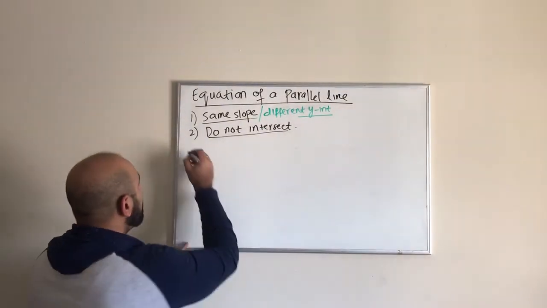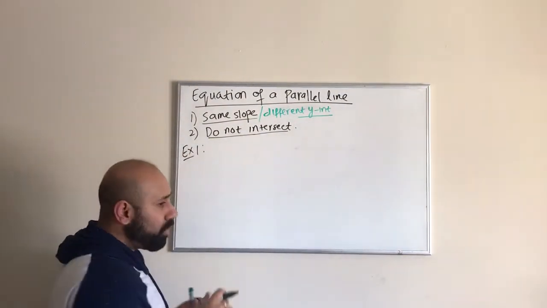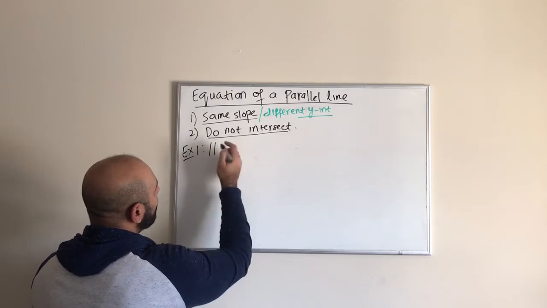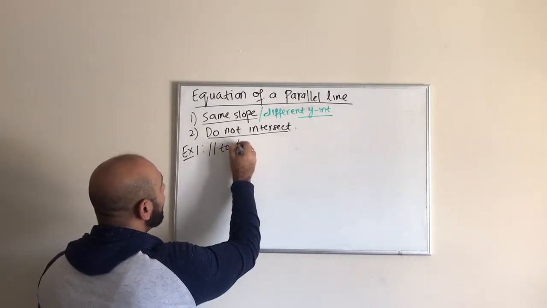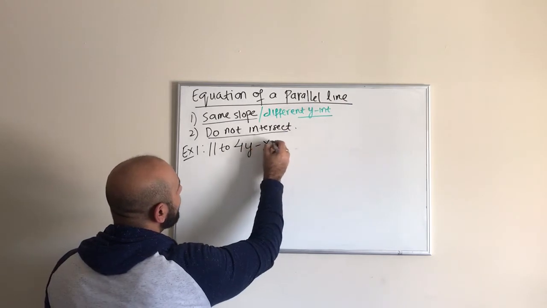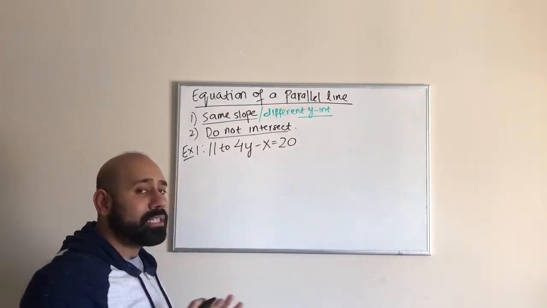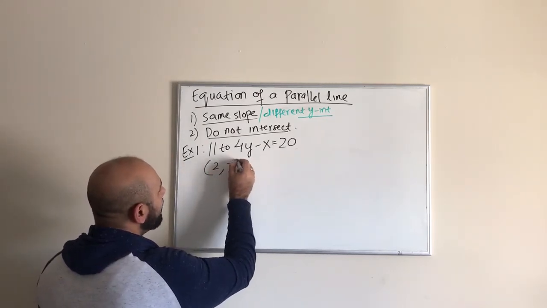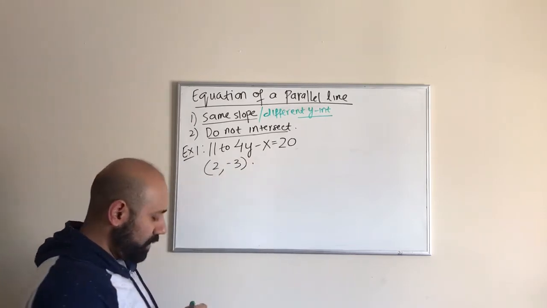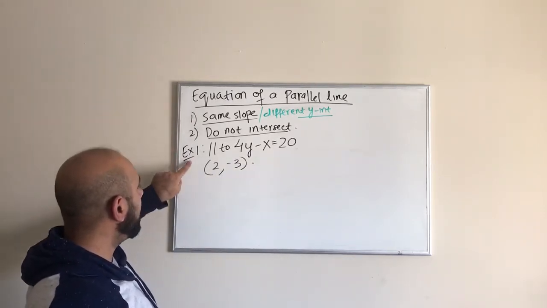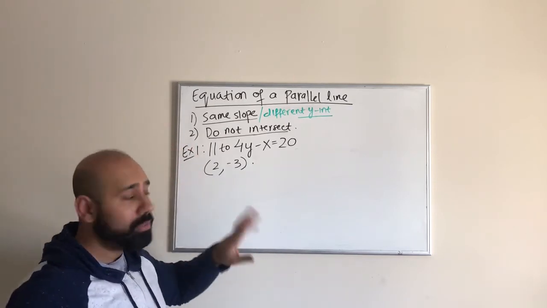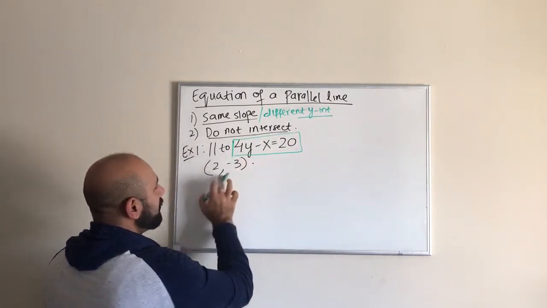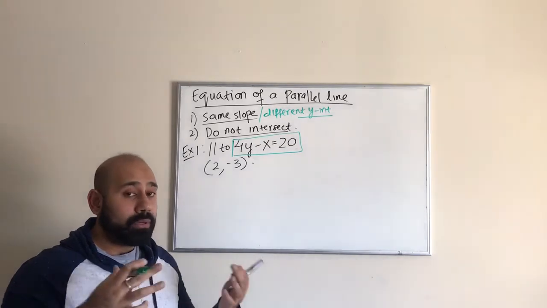So example 1 is that we want to write an equation of a line which is parallel. I like to use these symbols to represent parallel. It is parallel to a given equation, which is 4y minus x equals 20. This information is already provided to us, and the line passes through the point (2, -3). So let's go back and revisit this example. We want to write an equation of a line which is parallel to this given line, and which passes through this particular point. So you can visualize this.